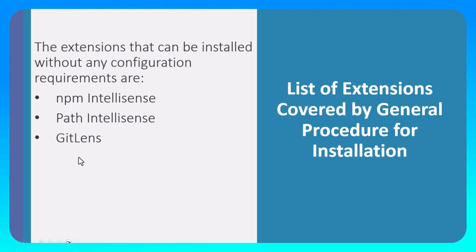Now next in contention is Live Server. Live Server launches a local development server with live reload, making it easy to see your changes in real time. And again, it is the same procedure for installing Live Server: open the extensions view or press the Control Shift plus X key combination, then search for Live Server and click on the install button.